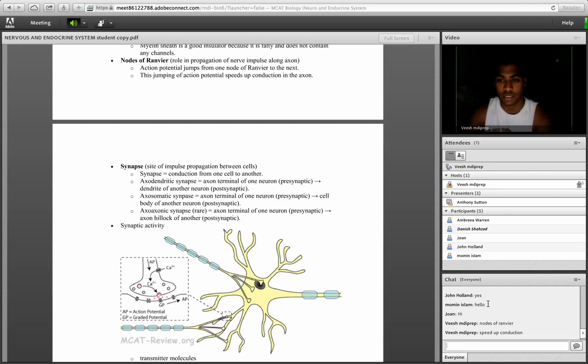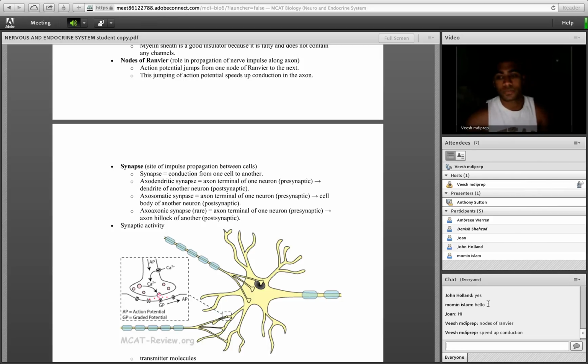The axodendritic synapse is between the axon terminal of one neuron, the presynaptic neuron, and the postsynaptic neuron. Whereas the axosomatic synapse is between the presynaptic neuron and the postsynaptic neuron. Okay, so the first one is between the axon terminal of one and the dendrite of the other, whereas the second one is in between the axon terminal and the cell body of another.